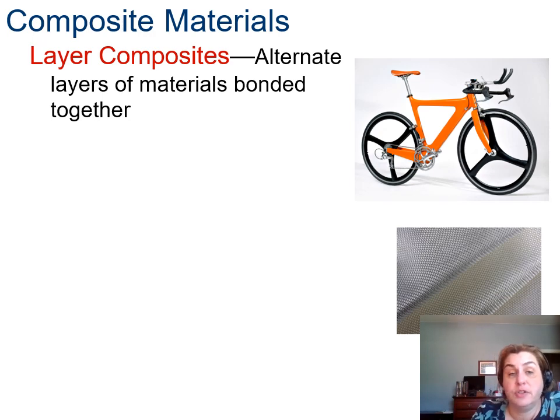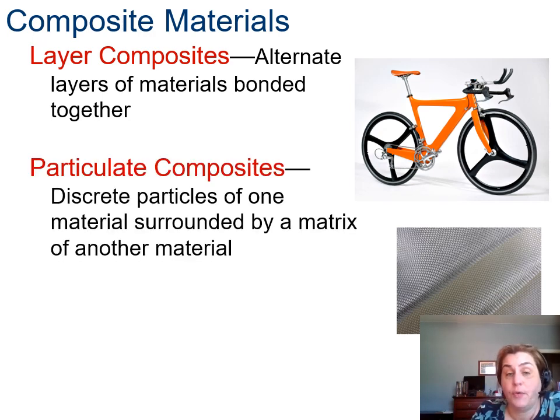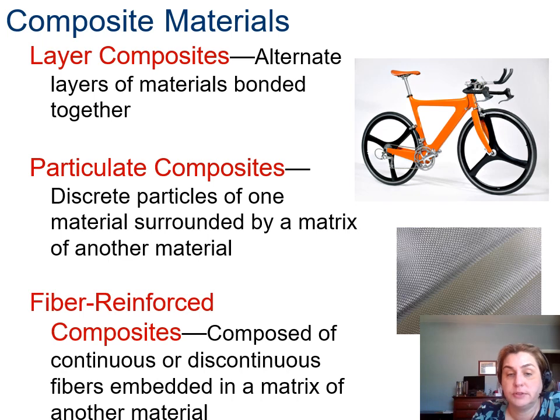Basically, you could do things in layers, or you do things with small particles, or you have fibers that are embedded in a matrix to have stuff built around it. And that's where we're getting, as I said, the stuff like the bulletproof vests and the sports equipment that can handle a lot of abuse and still be lightweight.